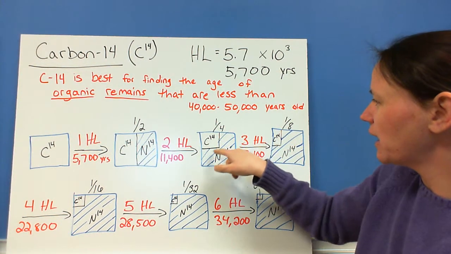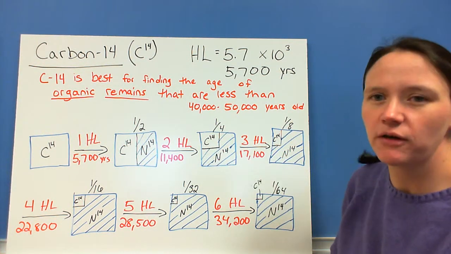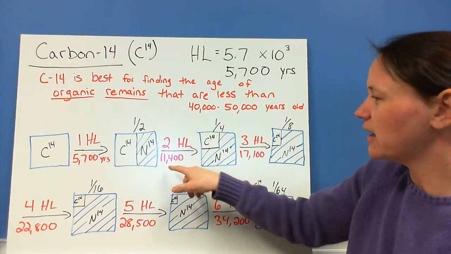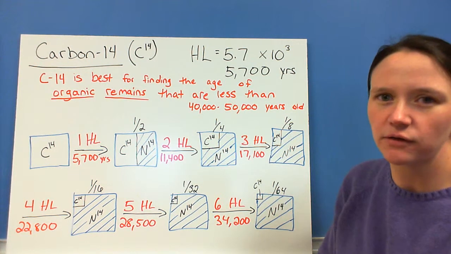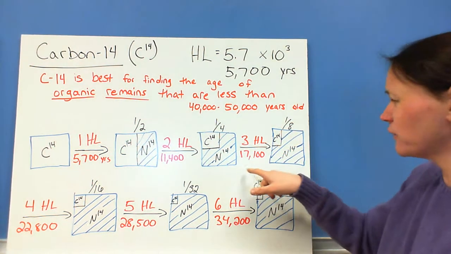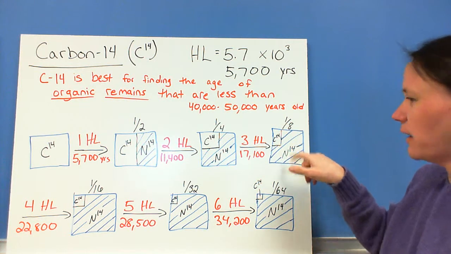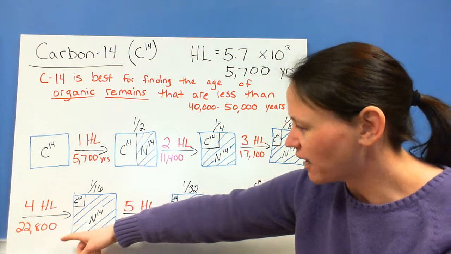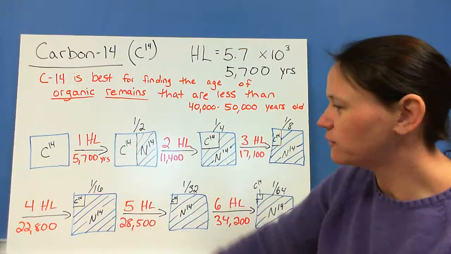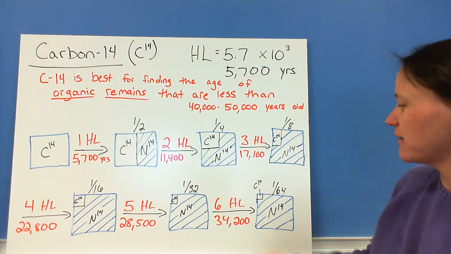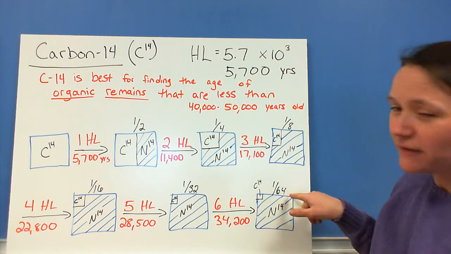So if you find a fourth of the carbon-14 remaining, that's telling you it's gone through two half-lives and its age is 11,400 years. And it just continues on. So 3 half-lives, you're going to have 1/8 remaining. You go on to 4 half-lives and the age is right there. You're going to have 1/16 remaining. 5 half-lives, 1/32. 6 half-lives, you're going to have 1/64.